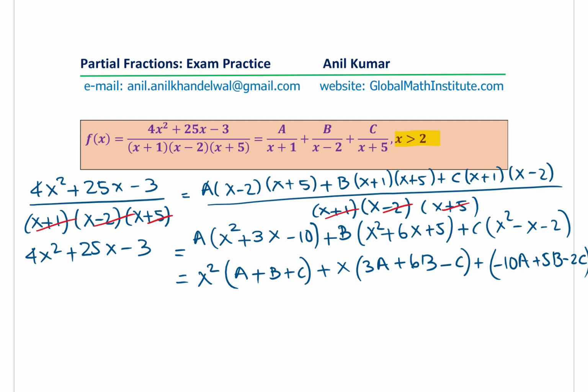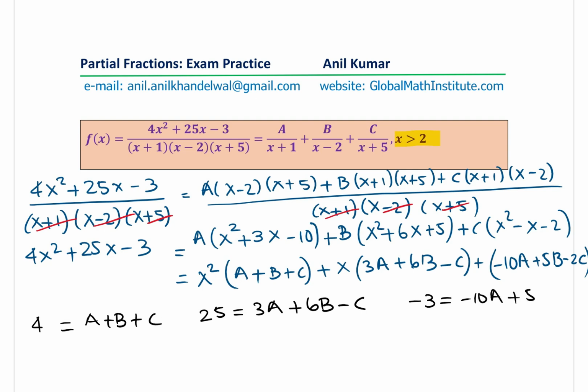So let's write down these three equations. First one is comparing the coefficients. We have got 4 equals a plus b plus c. And then we have 25 equals 3a plus 6b minus c. And the constant minus 3 is equal to minus 10a plus 5b minus 2c.